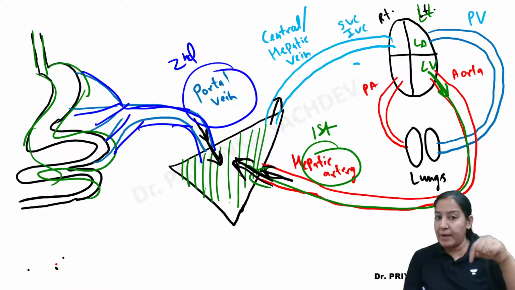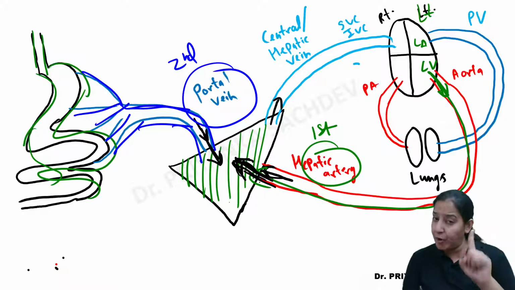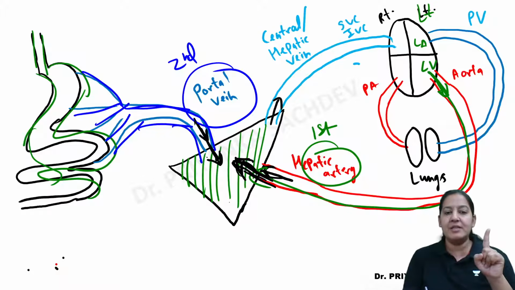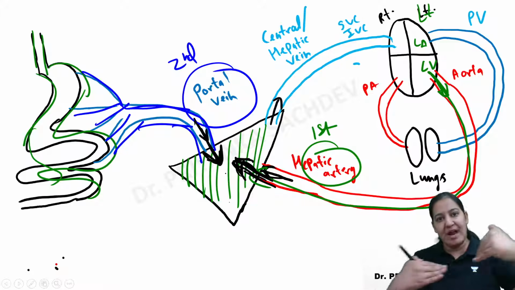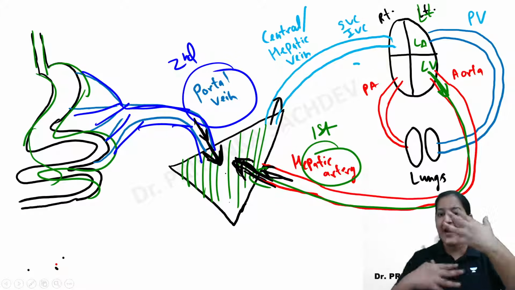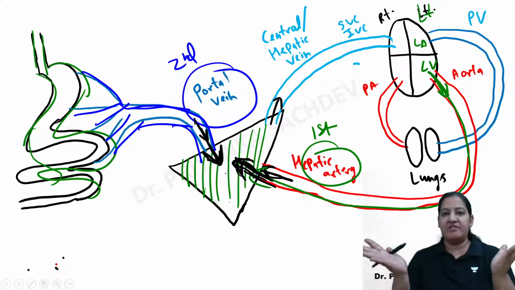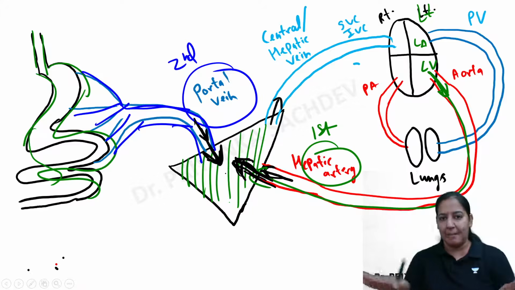Hepatic artery is coming from the aorta, the left side of the heart, carrying pure blood to the liver. And you can appreciate here is the portal vein carrying impure blood to the liver from the GIT. The two blood vessels are entering, the dual blood supply. They divide into capillaries and they supply the complete liver.